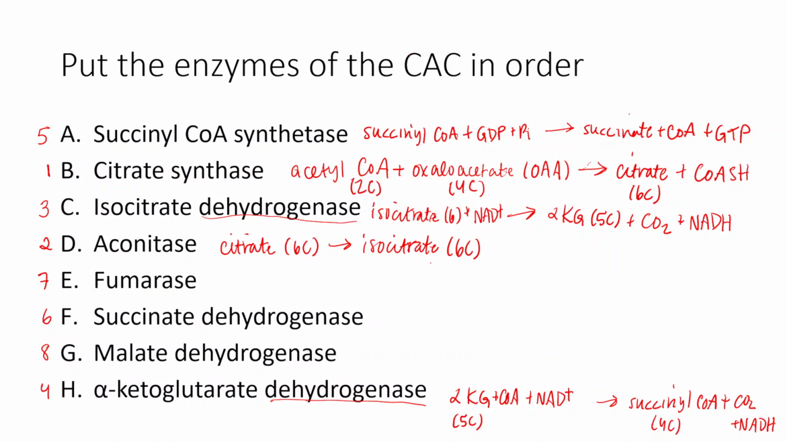All right, so that brings us to number 6. So we made our succinate, so we bring that with us. And what is happening here? It's made into fumarate. And this is a dehydrogenase enzyme, so that should give you a clue for something else that's happening at the same time.